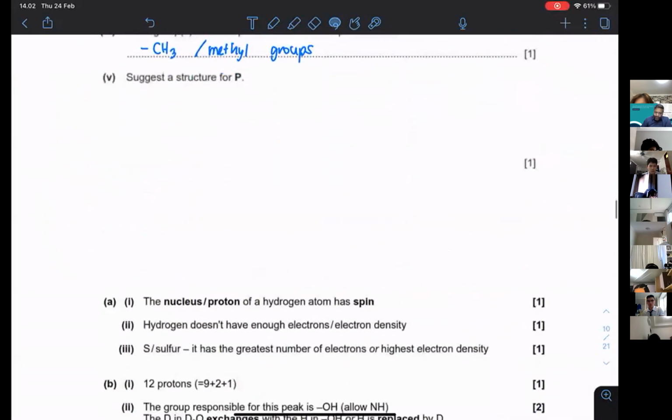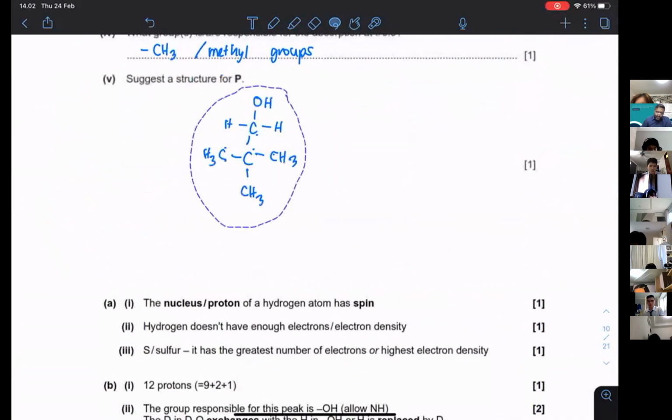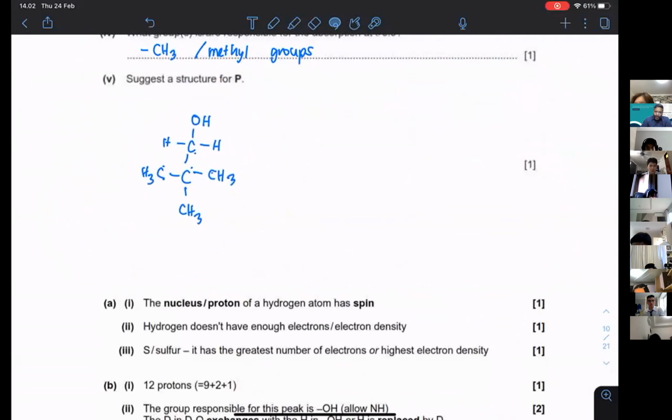So suggest a structure. This is my structure. They didn't specify, but if they ask you to write it in the form of a structural formula, then you write CH3, three of them, and then you have carbon, and then you have CH2, you have OH. If you want to write like that, or this one. So just be careful.